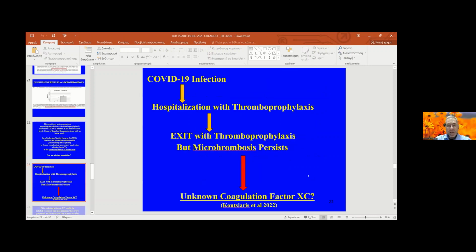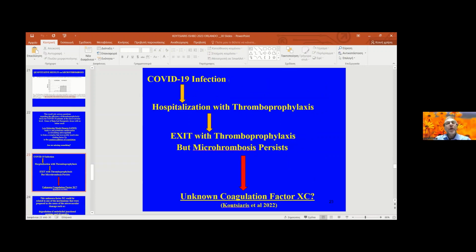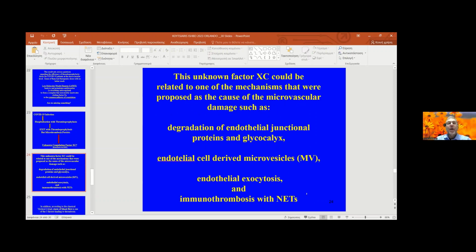So, making a review of what I have said, we have the COVID-19 infection, we have hospitalization with thromboprophylaxis, we have exit with thromboprophylaxis, but microthrombosis persists. So this led us to the hypothesis that maybe an unknown coagulation factor exists with the name XC, with C from COVID.